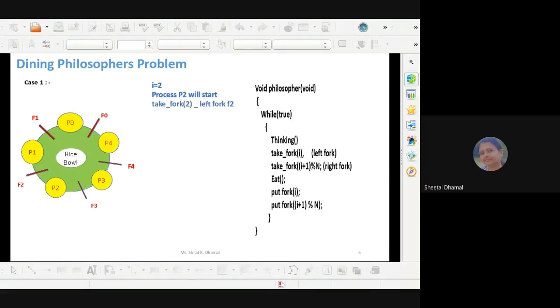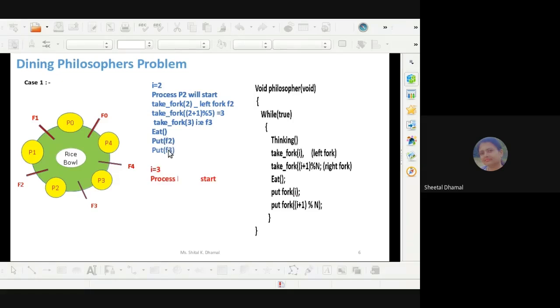Now see, for i equal to 2, if the philosopher P2 is hungry, then P2 will execute this code, and he will pick up the fork on his left hand side, that is F2. Here 2 plus 1 is 3, and 3 modulus n is 3. So he will pick up the forks on the left hand side and right hand side, that is F2 and F3 respectively. Once he finishes his eating, he will put down those forks.